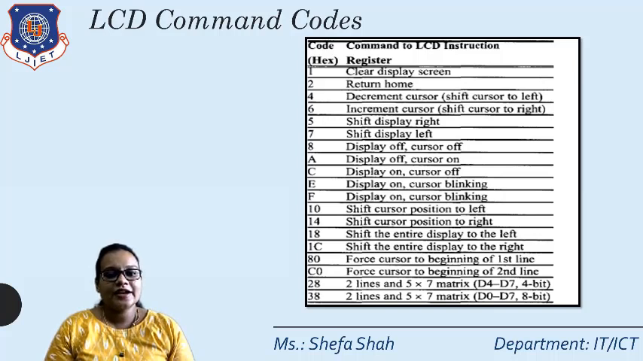Then 28, that is two lines and 5 cross 7 matrix for which the 4-bit data can be sent simultaneously. And 38, that is 2 lines and again 5 cross 7 matrix, but data can be sent, that is, 8-bit. So these are the various codes in hexadecimal for which we need to write the command on the LCD screen. So this will be used whenever we are interfacing the LCD with ATmega32.